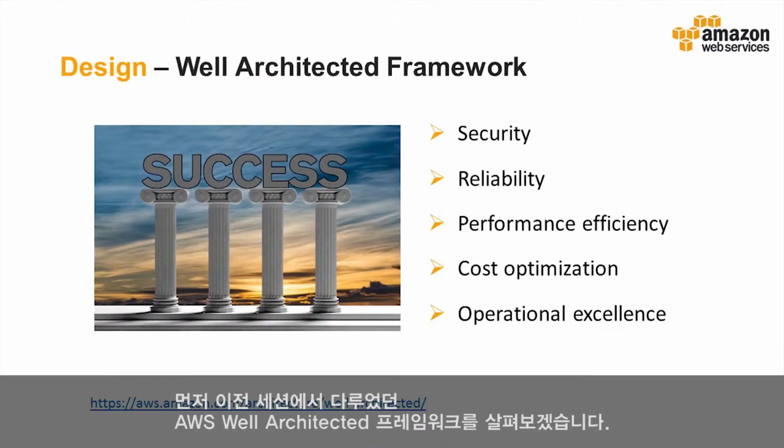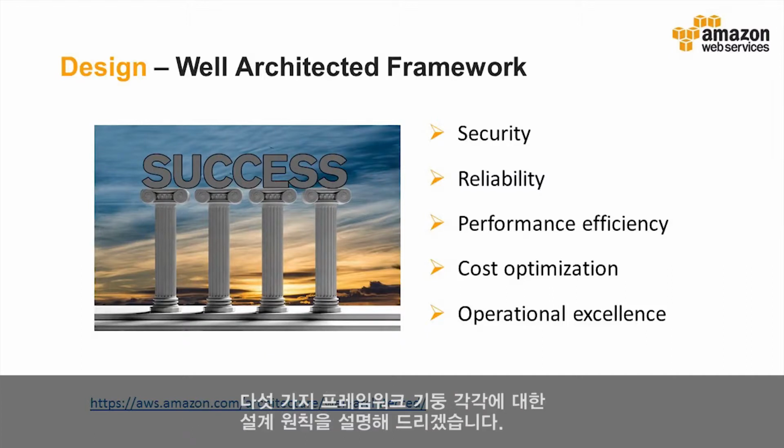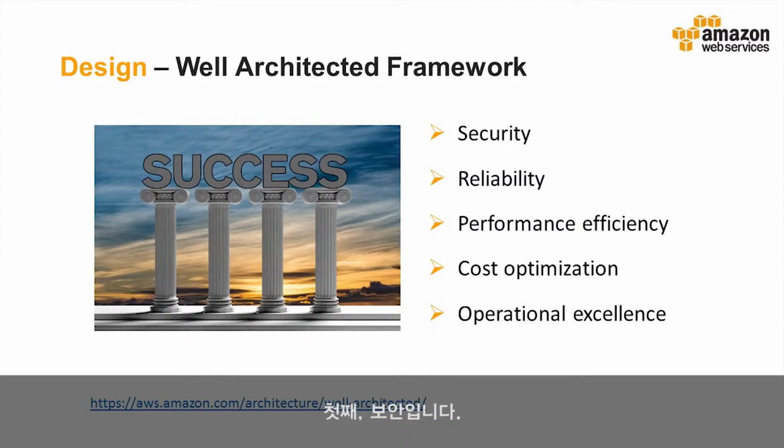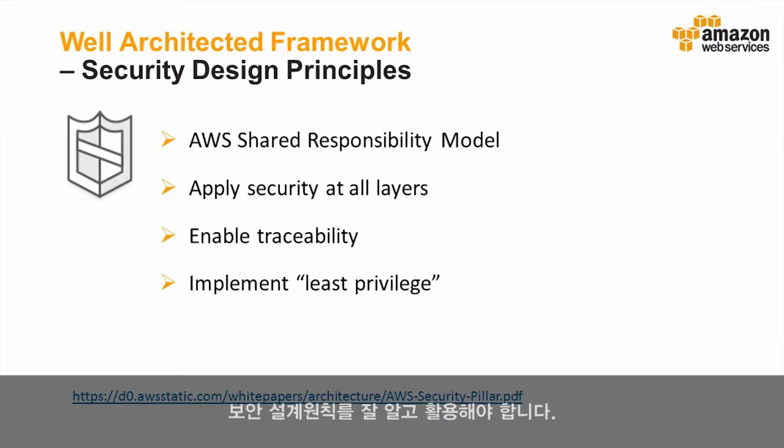Our starting point is the AWS Well-Architected Framework, which we went through in the previous video session. Here, we describe the design principles for each of the 5 framework pillars: security, reliability, performance efficiency, cost optimization, and operational excellence. First, security. We surely need to be aware of and exercise security design principles because security is often customers' number 1 consideration in their cloud journey.